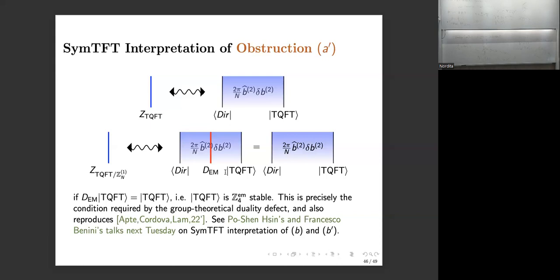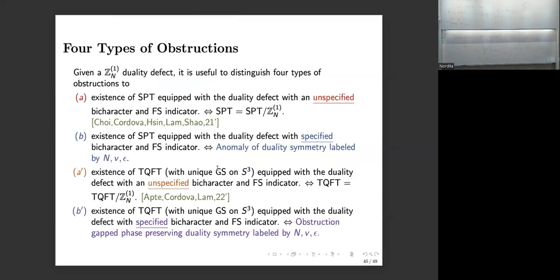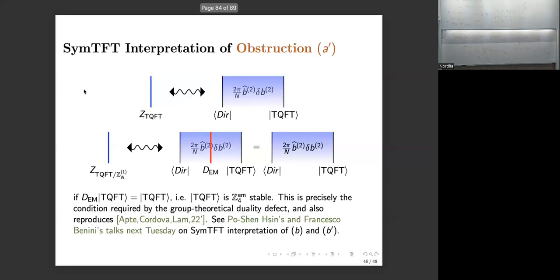Okay, so the idea is that you can put the EM defect on the right or on the left. Yes, that's right. And this explains how to interpret this obstruction A prime, namely whether the TQFT is invariant under gauging ZN, in terms of the symmetry TFT.